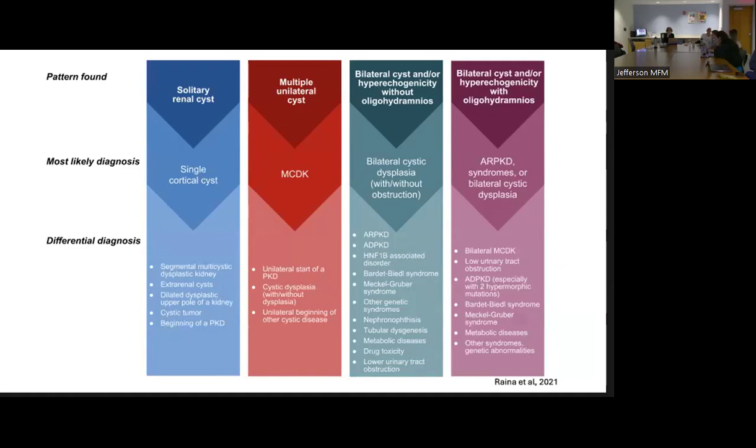So this should kind of sum up your differential here. If you're seeing a solitary renal cyst, you're thinking a single cortical cyst is your most likely diagnosis, but then have a list of other things in your differential. If you're seeing multiple unilateral cysts, you should be thinking MCDK, but again, there's a list of differential, which we're going to get into.